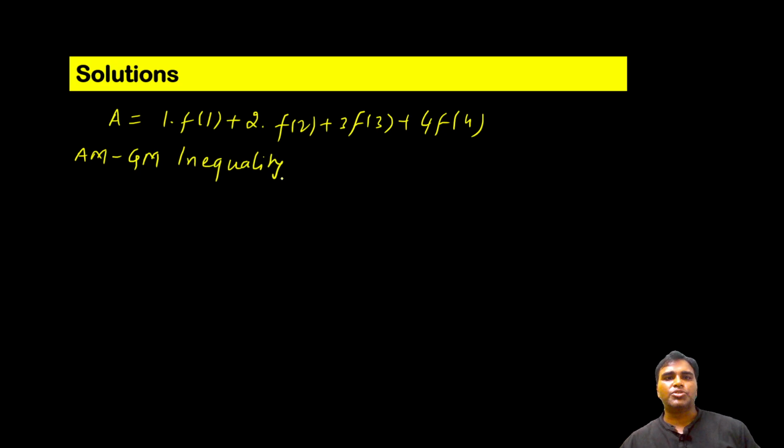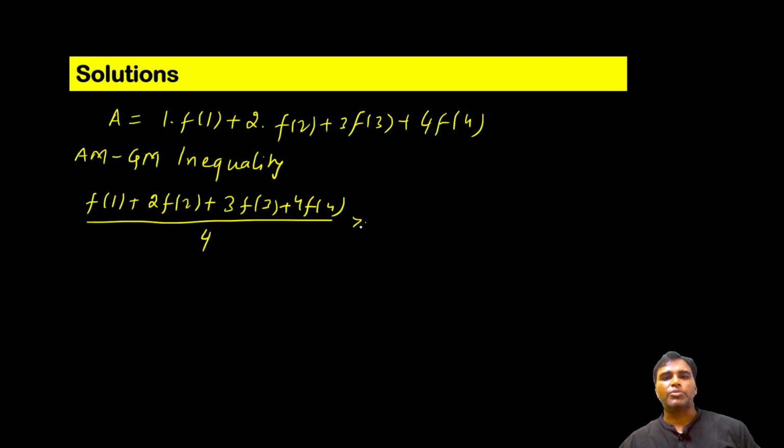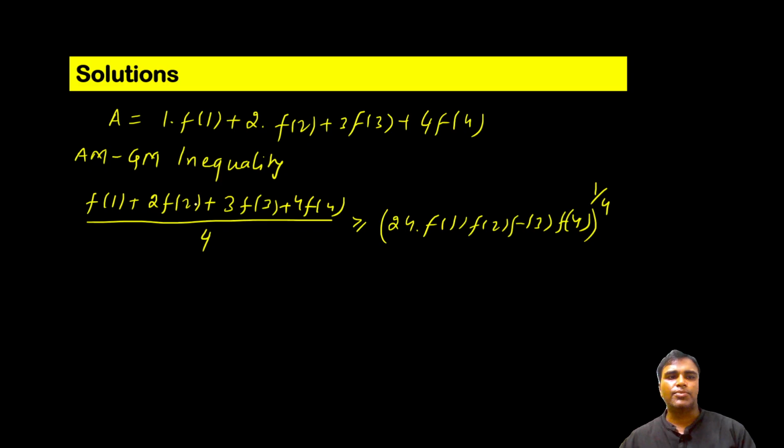Now what is the AM-GM inequality here? How are we going to use it? 4 terms. So (F1 plus 2F2 plus 3F3 plus 4F4) divided by 4 must be greater than or equal to their product, meaning 4 factorial, that is 24, F1, F2, F3, F4, and the whole power is 1 by 4, right? I just multiplied everything, 4 into 3 into 2 into 1, that is 24.